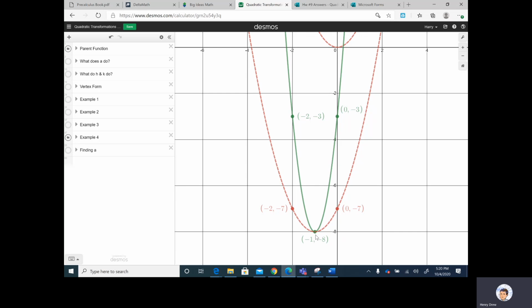And again, the red dotted parabola here is just simply the shift. And then when we apply the stretch to it from that vertex, -1, -8, we're stretching up by a factor of 5. So rather than going up 1 and over 1 to get to 0, -7, we've got to go up 5 and over 1 to get to 0, -3. Or the symmetry would tell us that we could go up and over to the left to get to -2, -3.